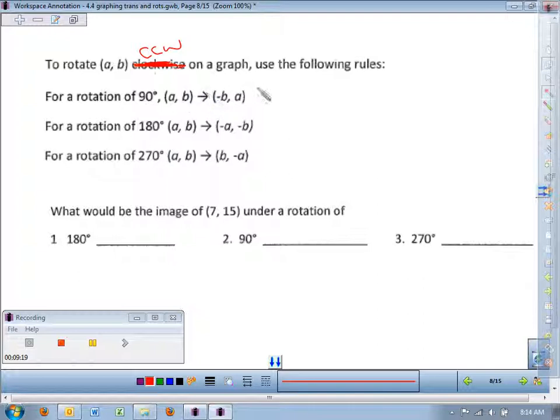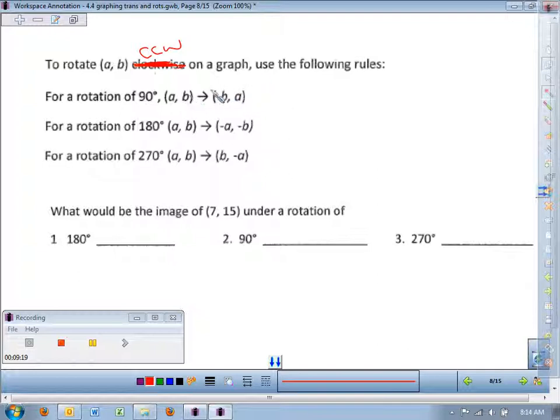It says it gets kind of confusing, you know, to do these rules. So here's what I want us to do. You notice in (a, b) there's some switching in places and there's some sign changing. Let's do all of the sign changing first.